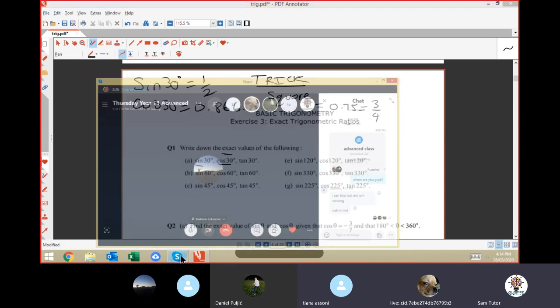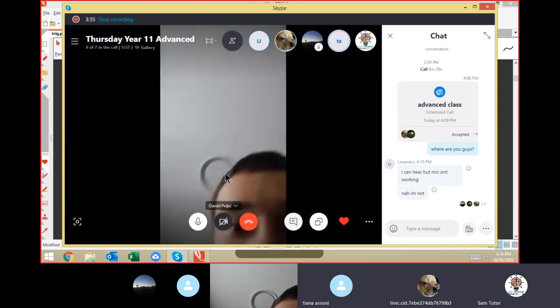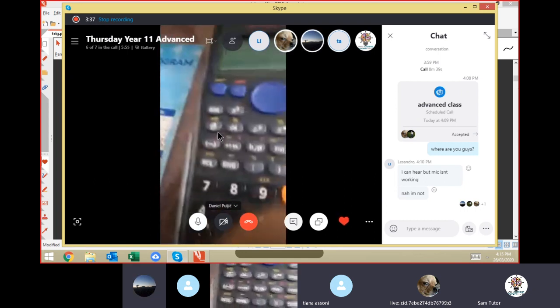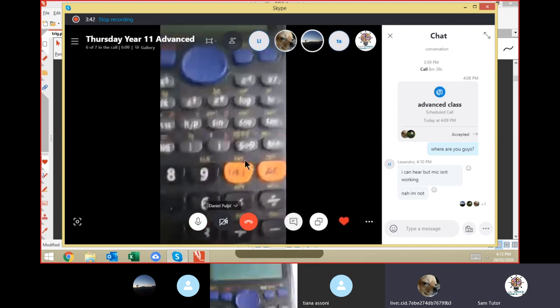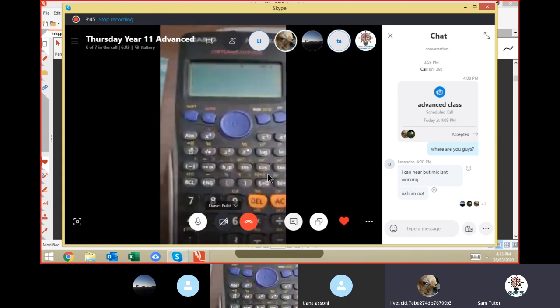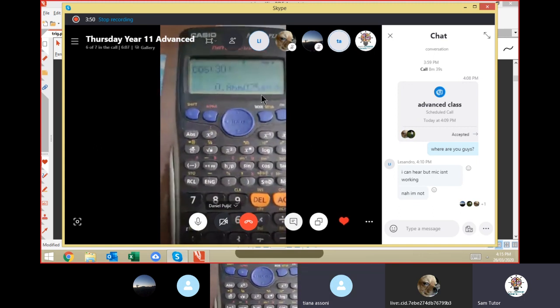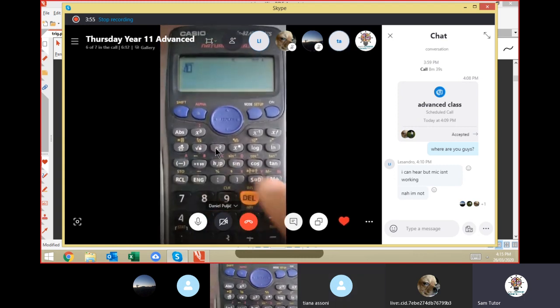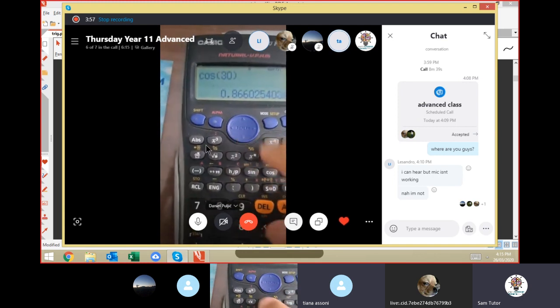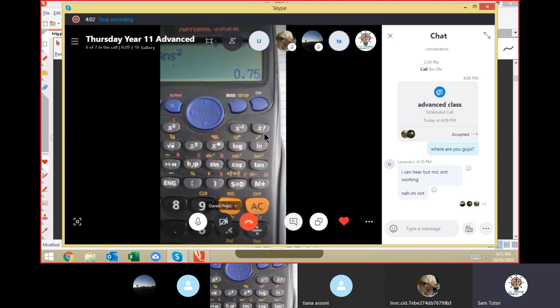Daniel, go on to webcam. Show me your calculator again. All right, beautiful. Go. Cos 30, cos 30 equals. Now press square. Squared. No, that's root. Square. There we go. 0.75. You were square rooting. All right, you can go off webcam again.